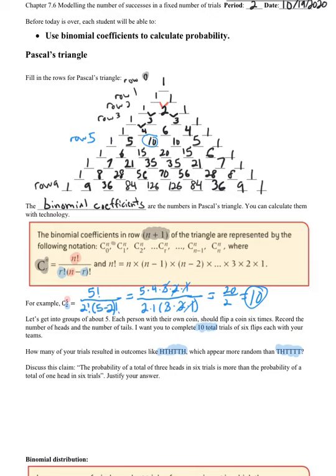Does anyone have any trials where they got all tails or all heads? Did anyone have any trials where they got 5 tails or 5 heads? I got 5 tails. You have 5 tails? Cool. If you had anything like that, just hit it up in the chat or let me know. So you have one group that had 5 tails.